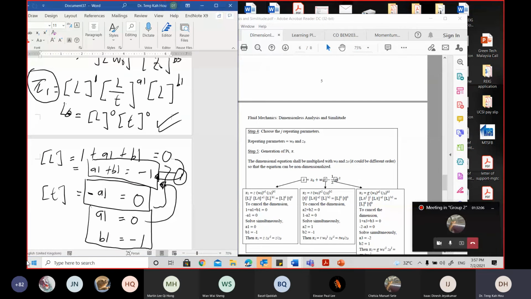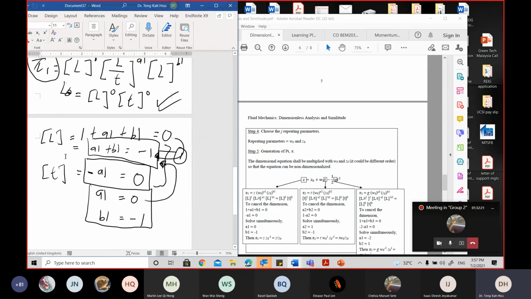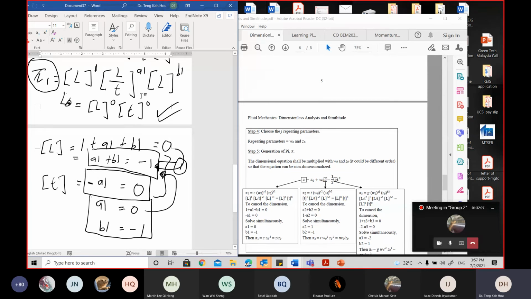Okay, so when you know the A1 equal to 0, I know my B1 plus 0 equal to -1. So my B1 is -1. Can you understand until here? Yes, sir. Okay, good. So once you know that, my A1 must be 0, B1 must be -1. I substitute back to my equation.